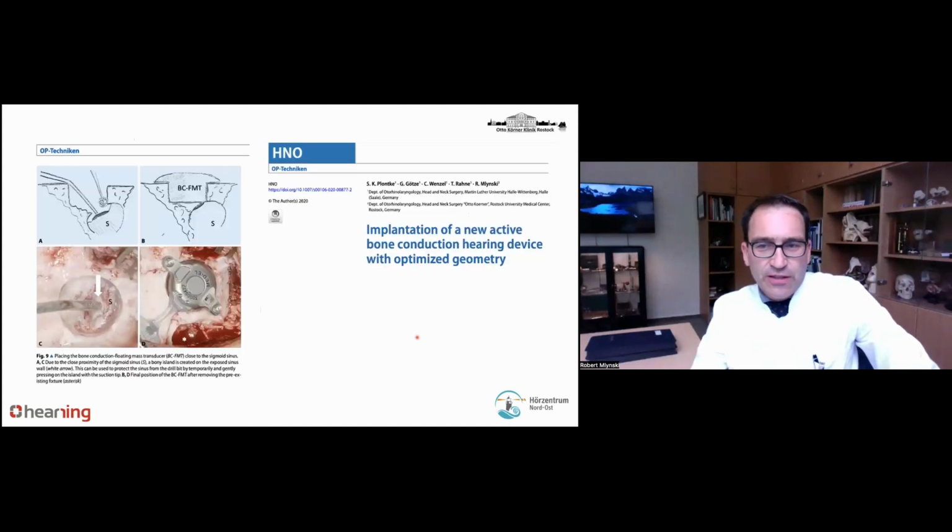This surgical technique you can also read. I can recommend this paper, which is published in the German ENT journal, but it's published in English, so you can also read it in English.